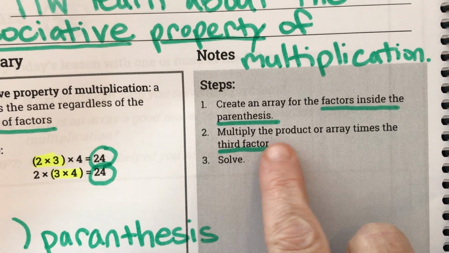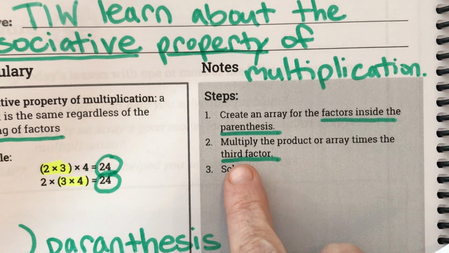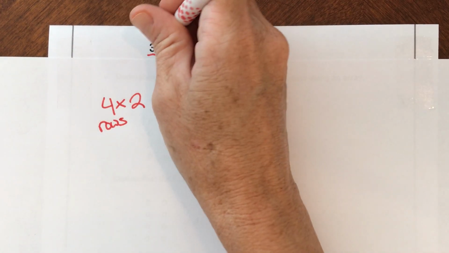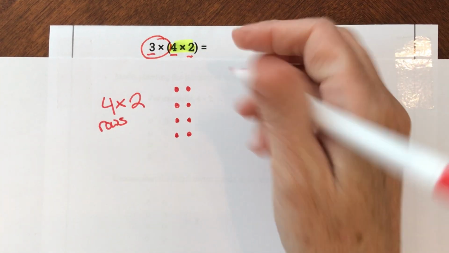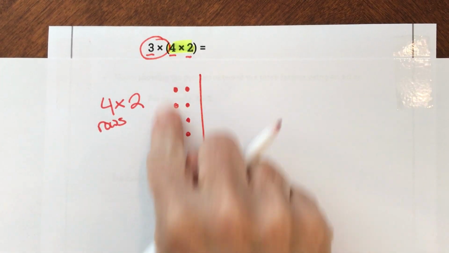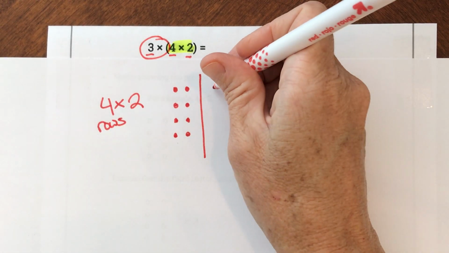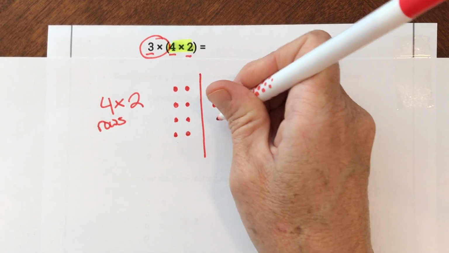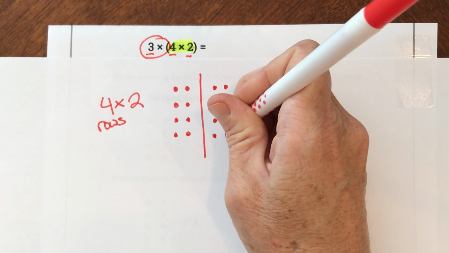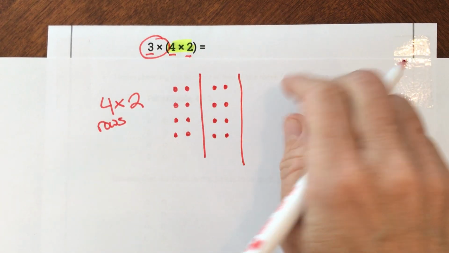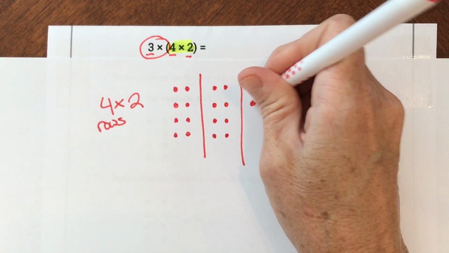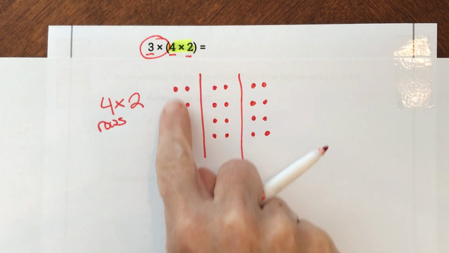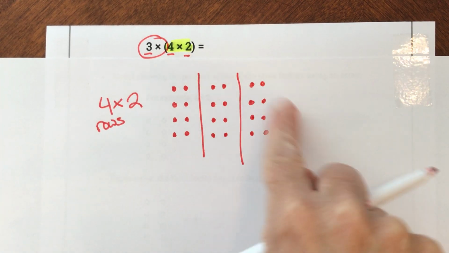Then they want me to multiply the product or array times the third factor. What's my third factor? My third factor is 3. That means they want this 3 times. So I already did it 1 time. Here's a second time. They want it 3 times. So they want 4 times 2, but 3 times of it.